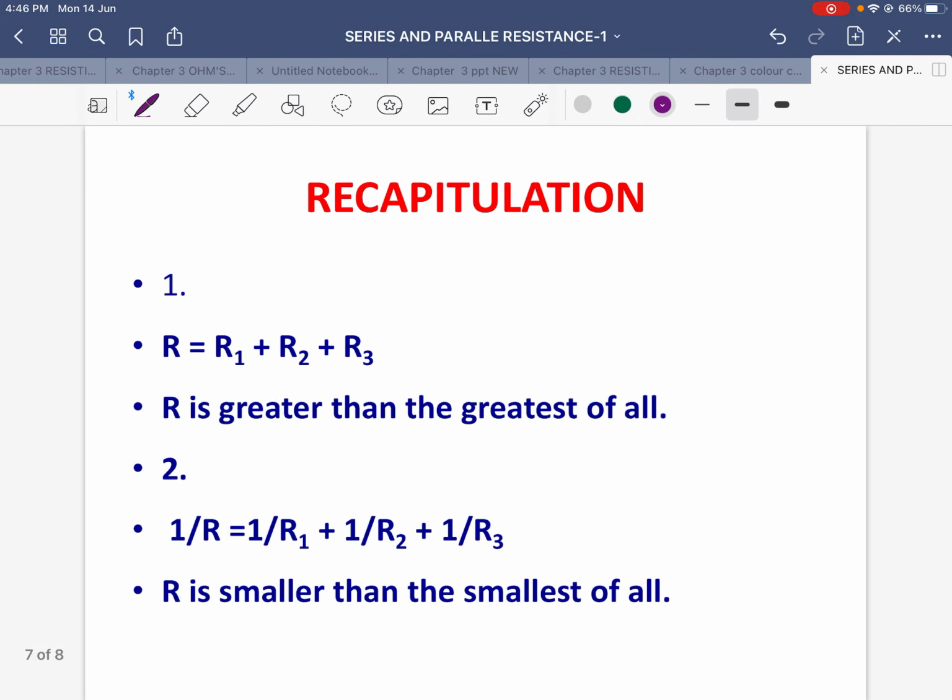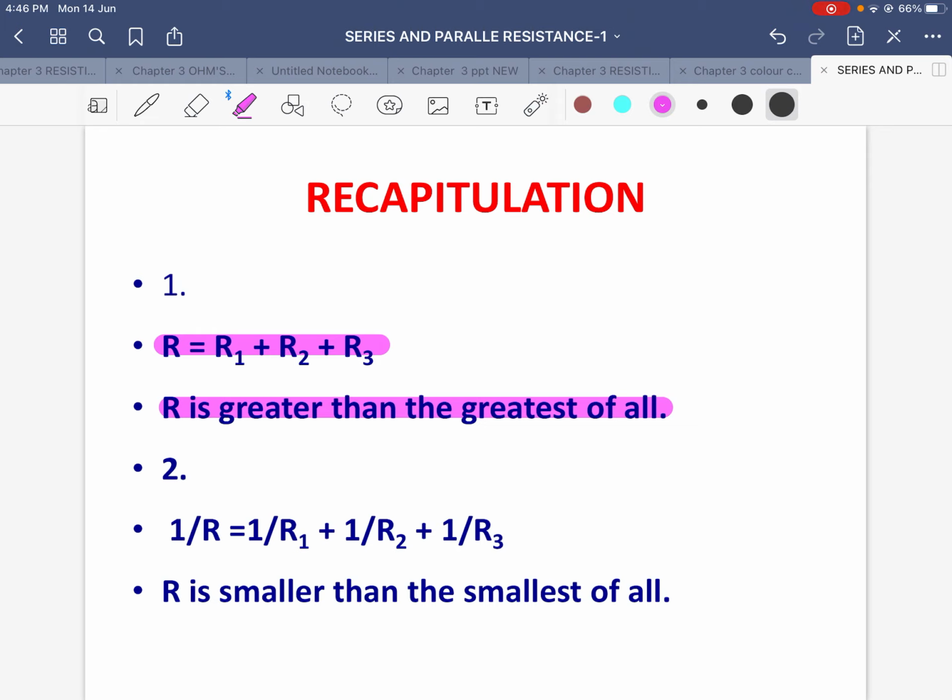At the end of this video, I will recapitulate the lesson. First is the series combination of resistances. The formula used for the series combination of resistances: resistances are added directly, and the resultant resistance is greater than the individual resistances, that is R is greater than the greatest of all.